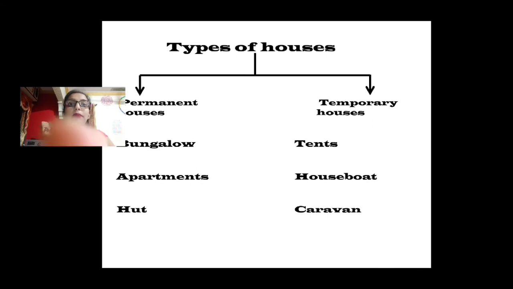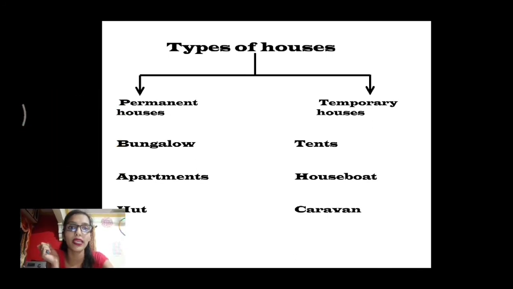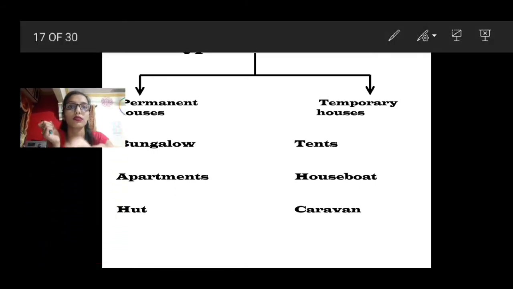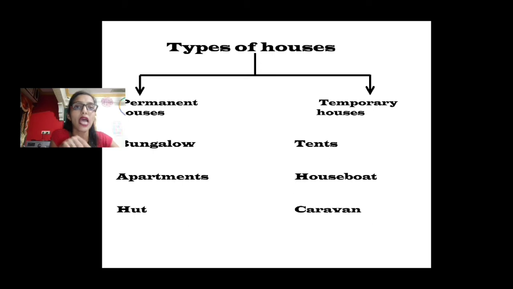Now let's take some examples of permanent and temporary houses. Permanent house has examples like bungalow, apartment and hut. Now, let's take a look at temporary houses. Temporary houses have tent, houseboat, and caravans as examples.